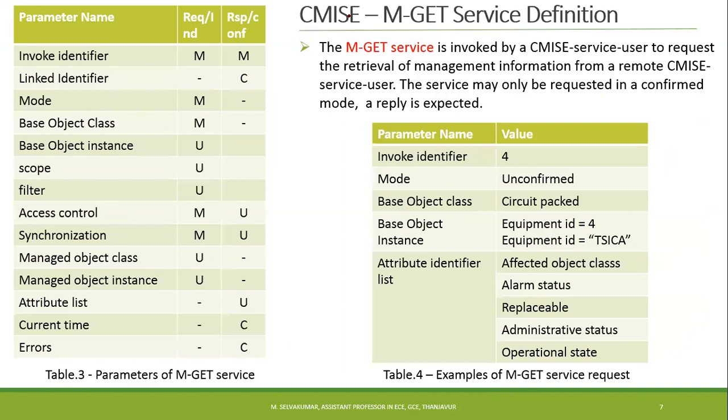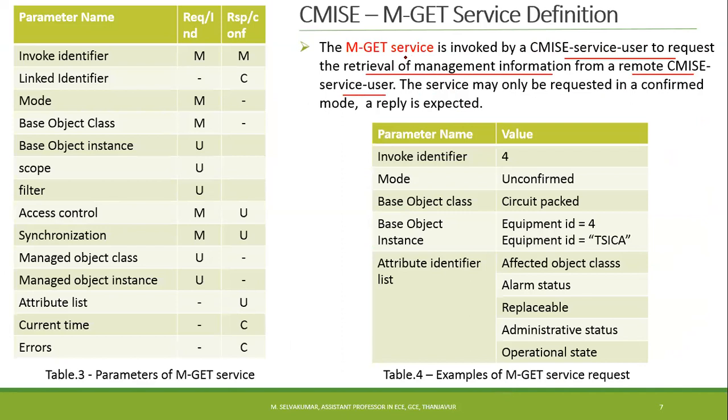Next is the CMAC M get service definition. The M get service is invoked by a CMAC user for the retrieval of management information from a remote CMAC service user.